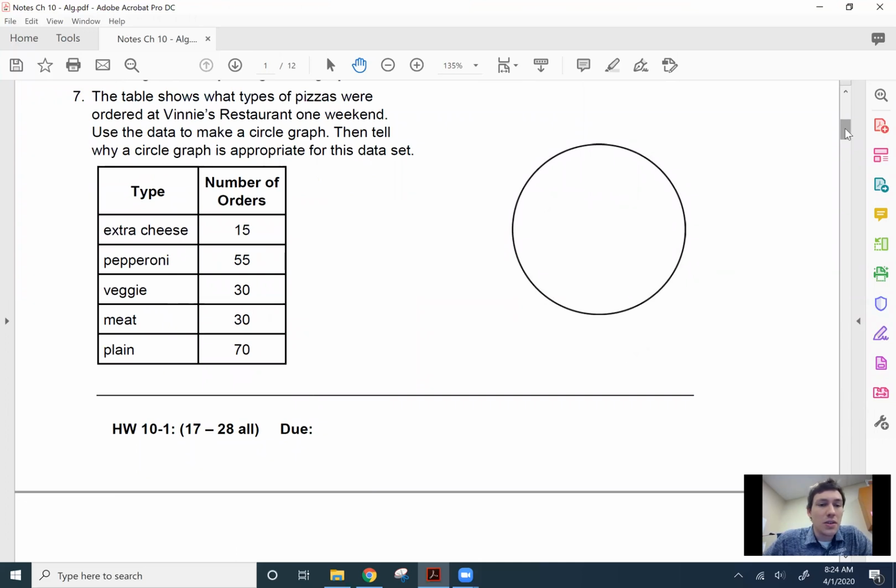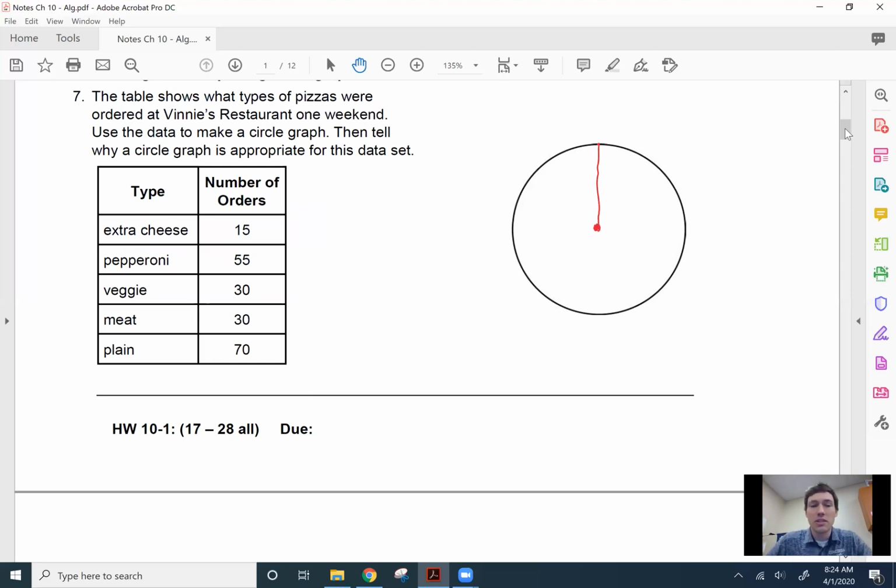All right, so number of orders, 15, 55. The table shows what types of pizzas were ordered at Vinny's restaurant one weekend. Use the data to make a circle graph, then tell why a circle graph is appropriate for this data set. All right. So if I'm making a circle here, I'm going to start with this line. Start with that in the middle.